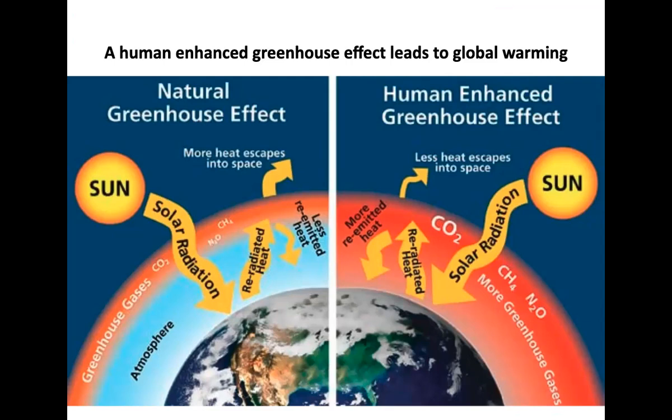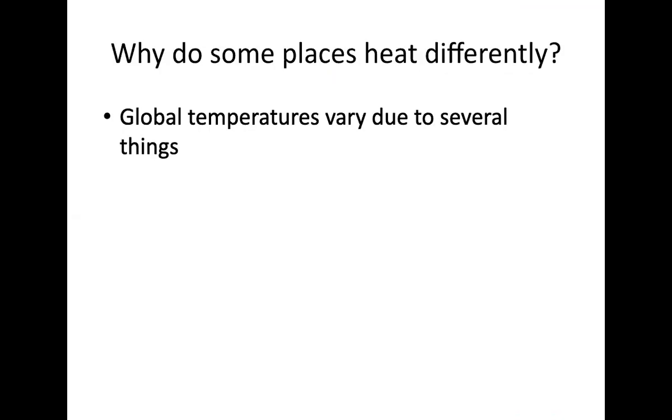And that is due not just to the sun coming in, because that's good in some way, but there are also harmful pieces to that, and those greenhouse gases are what really make up that big piece. So why do some places heat differently?